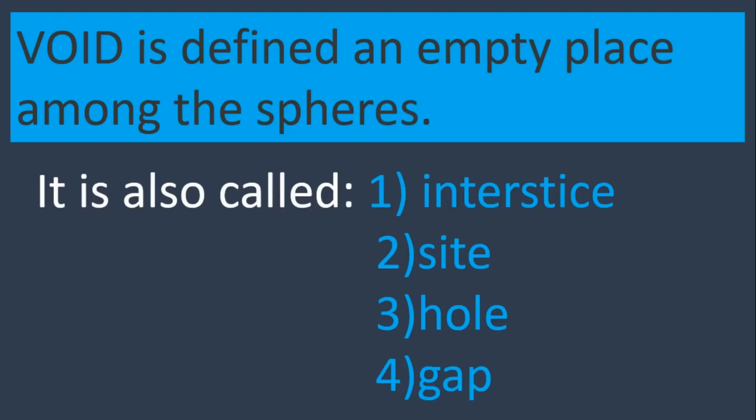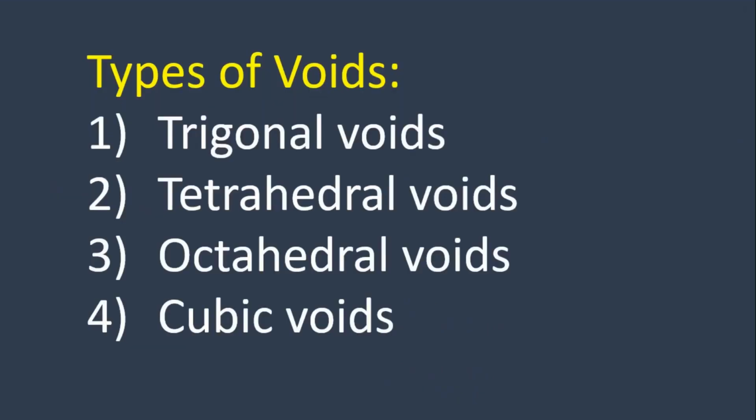Void is a gap. Void is defined as an empty place among the spheres. Void is also called interstice, site, hole, or gap. These are the types of voids. Let us go to the first void.